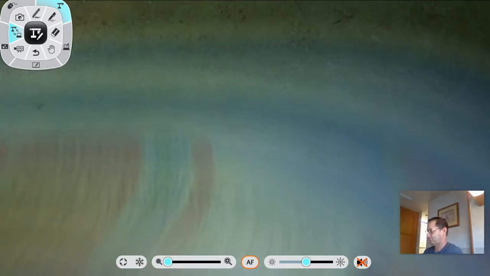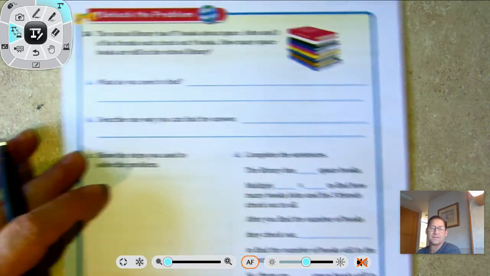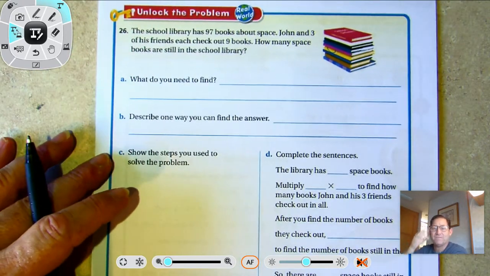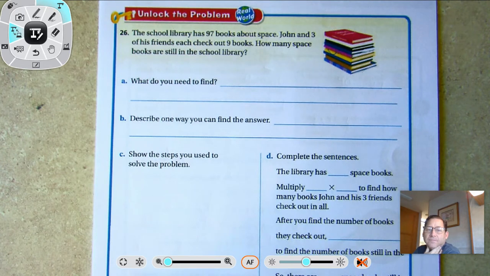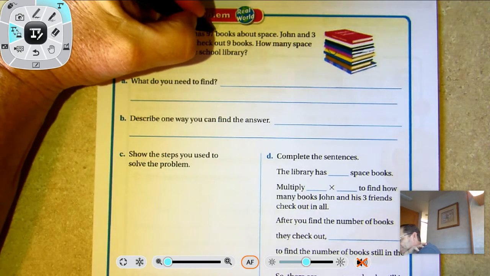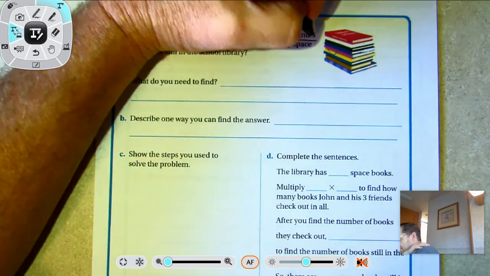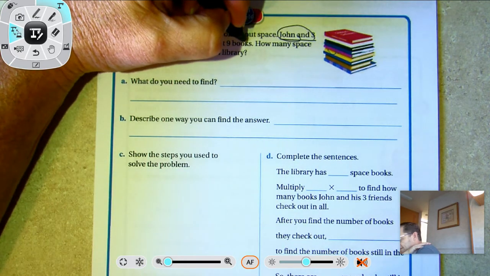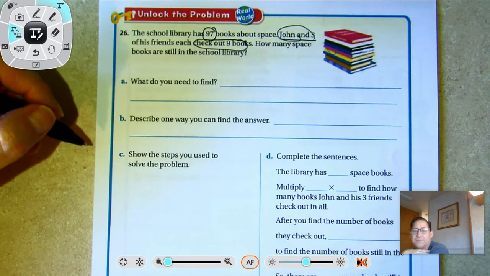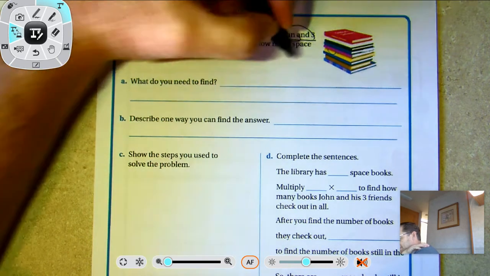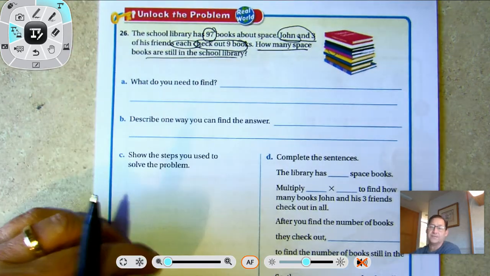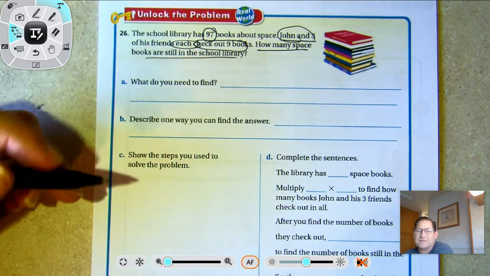176. The library has 97 books about space. John and 3 of his friends each check out 9 books. How many space books are still in the school library? All right, so let's see. There's 97 books total. John and 3 friends check out 9 books each. How many books are still in the library? Are still. So that implies I'm going to have to subtract.